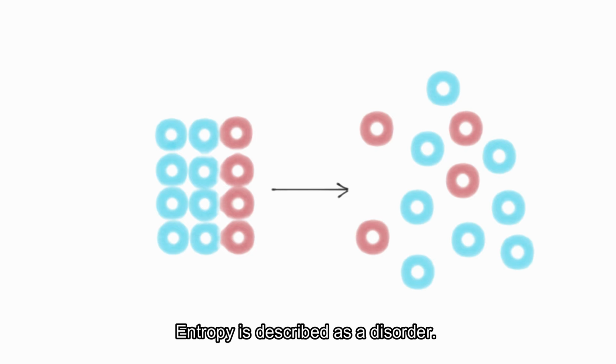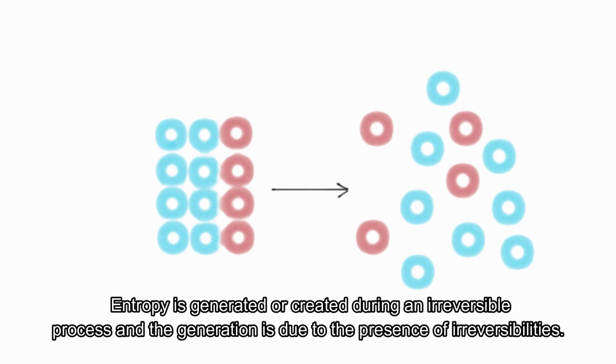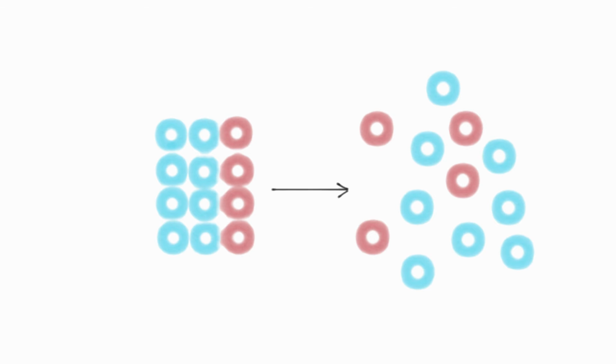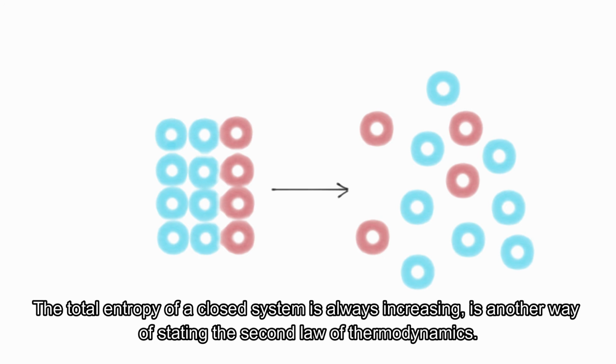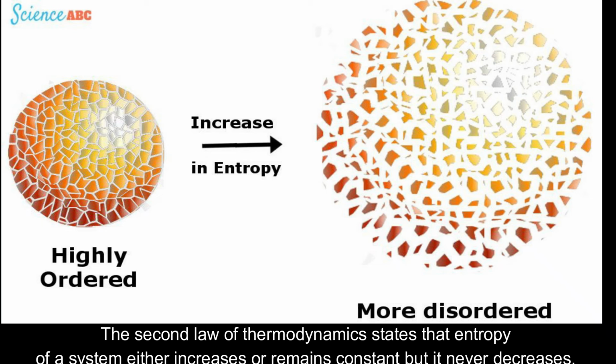Entropy is described as disorder. Entropy is generated or created during an irreversible process, and the generation is due to the presence of irreversibilities. The total entropy of a closed system always increasing is another way of stating the second law of thermodynamics. The second law of thermodynamics states that the entropy of a system either increases or remains constant, but it never decreases.